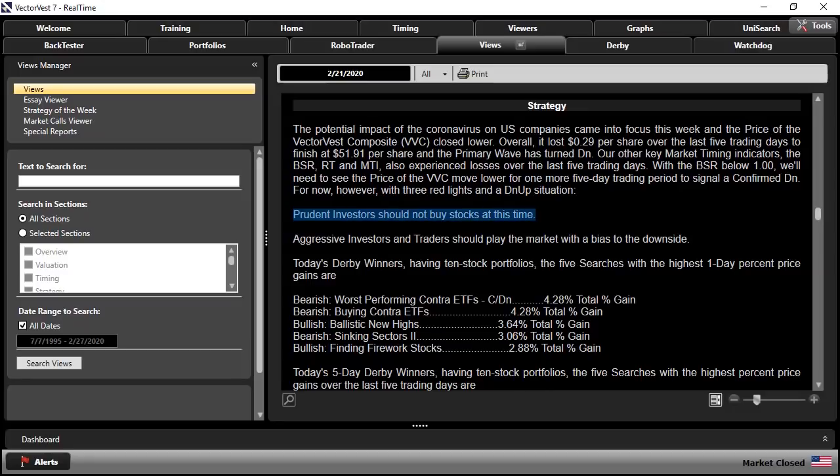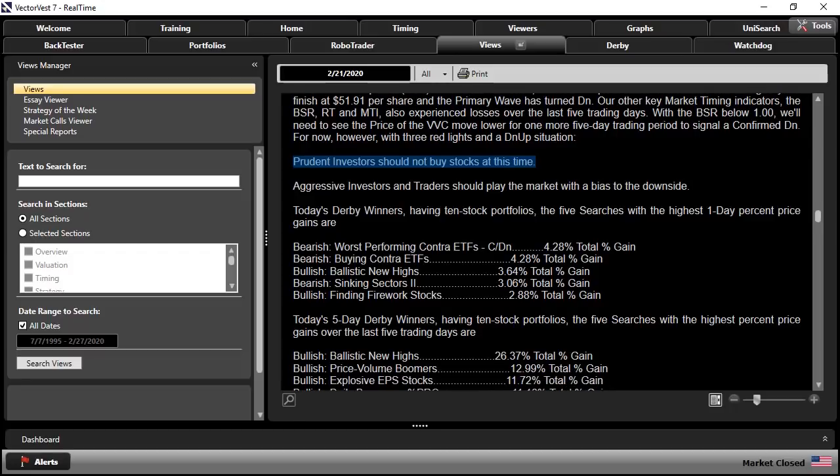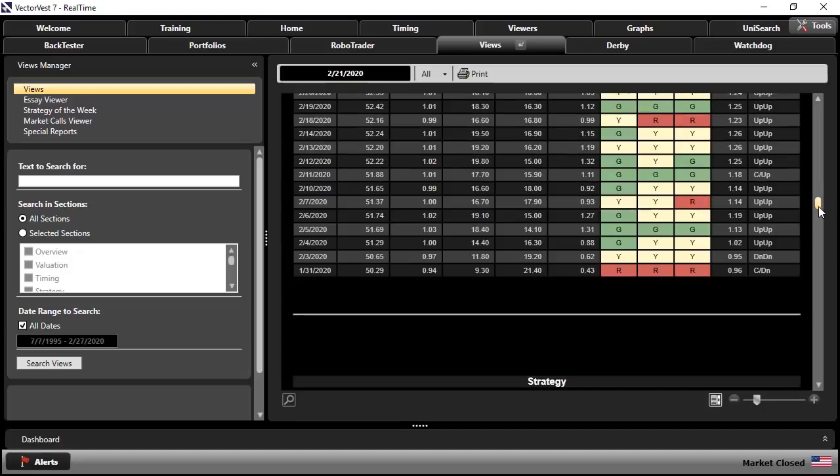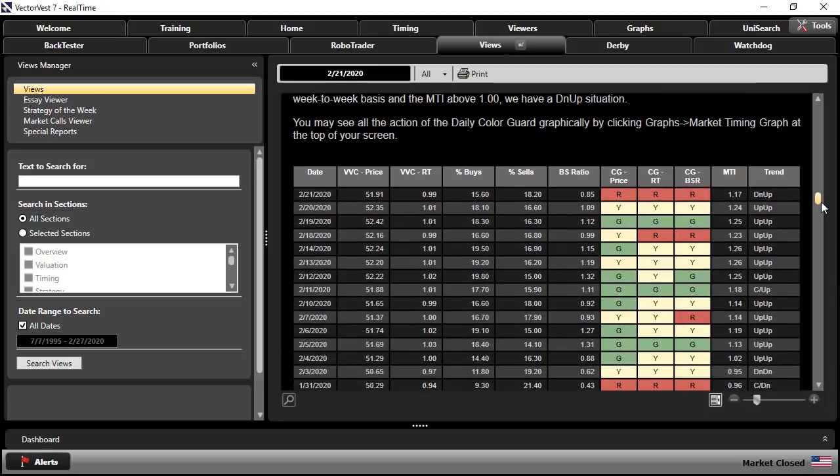Number 2, with the 1 and the 5-day Derby winners, notice that the top 2 one-day winners were worst performing contras and buying contra ETFs. Normally, when you see them migrate to the top of the one-day list, that is telling you that the market is giving more of a bearish tone. We have one other thing that went on. As we scroll up, and again, only something you find in the VectorVest software, we got a primary wave down on 2/21.